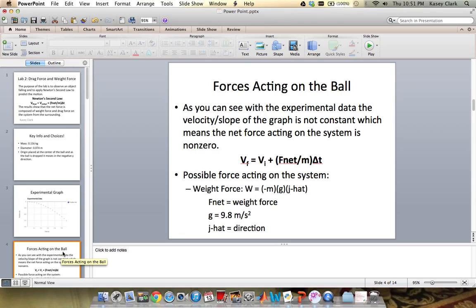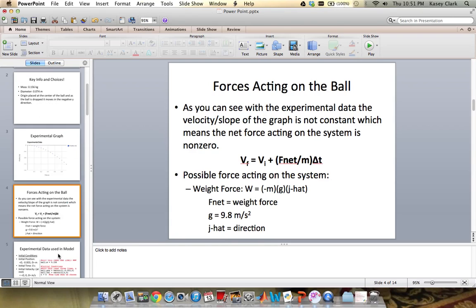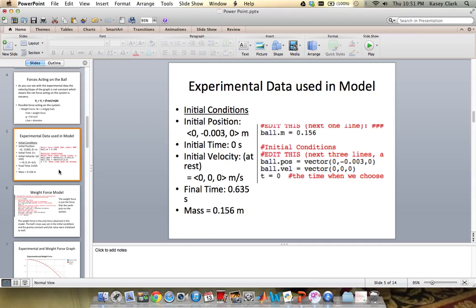A possible force acting on the system is the weight force from the Earth, and it's equal to the negative mass times the constant g in the direction that you set your y-axis to. We use this and other information gathered from the observed motion to create our first model.